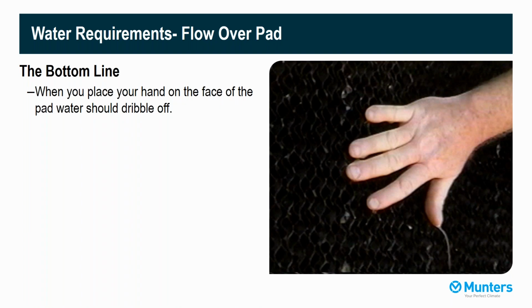So how do I know I have enough water flowing over my pad? An easy way to check it is, when the water is flowing over your pad, place your hand on the pad like this with your thumb pointing down, and you should get a small dribble off of your thumb, and that's one way to indicate that you have enough water flow on your pad.